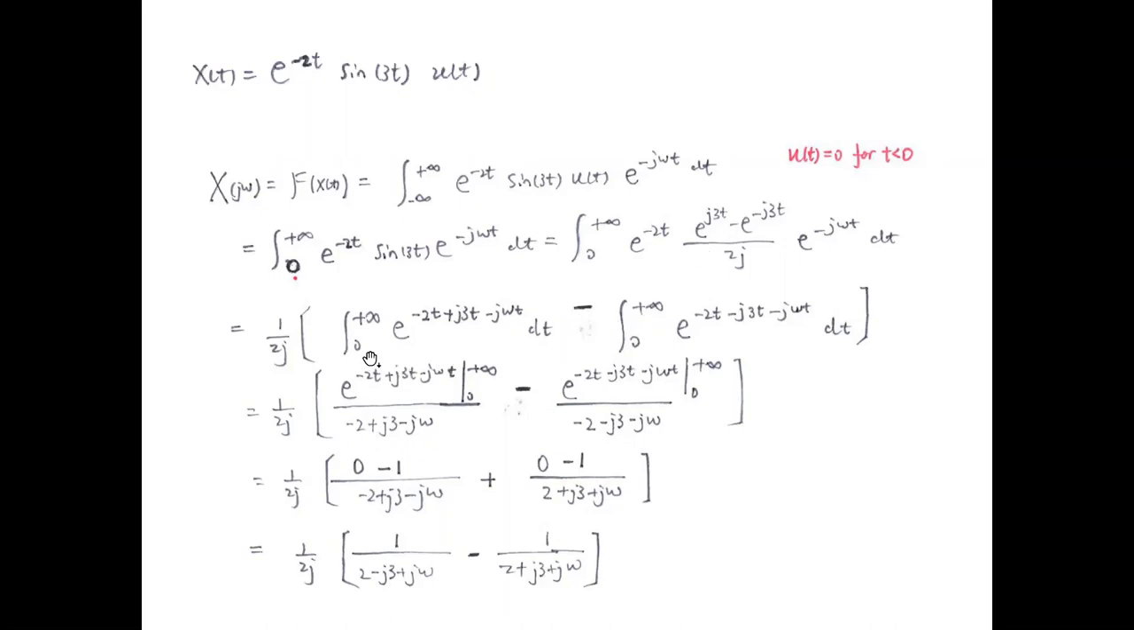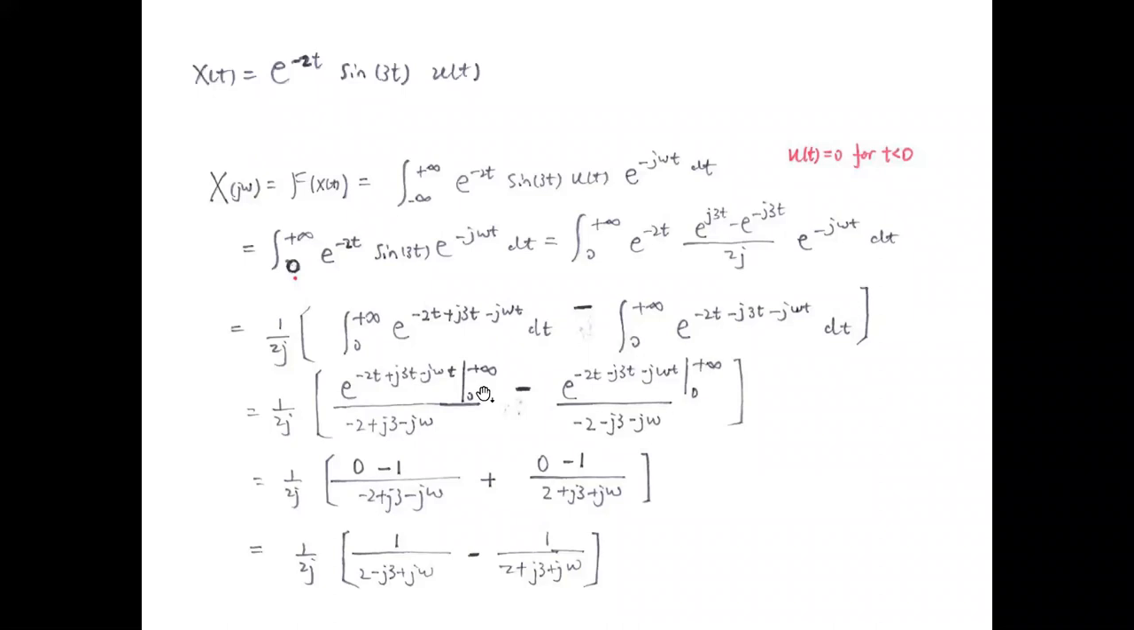And the integration limit, both of them from zero to plus infinity. And we can put the coefficient, right? The coefficient in front of t is minus two plus j three minus j omega. Because of this non-zero real part, this complex number cannot be zero. So we can safely put it in the denominator. And what is left is exponential.